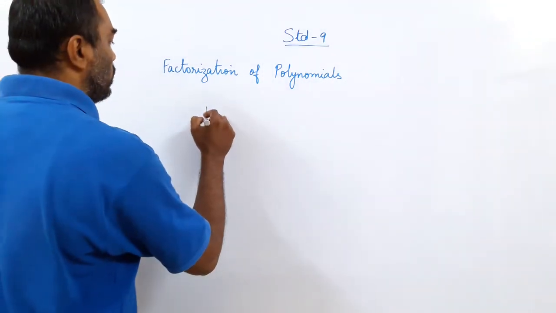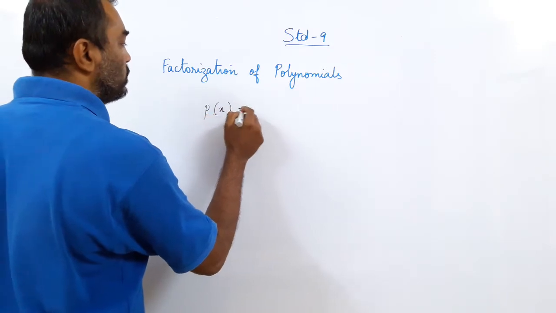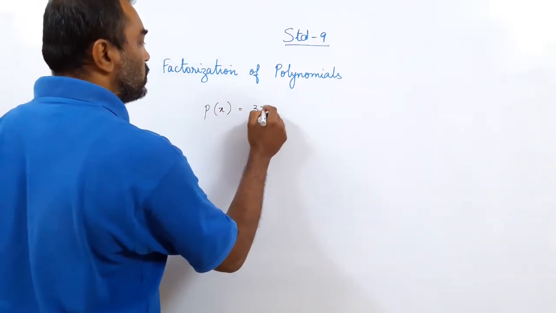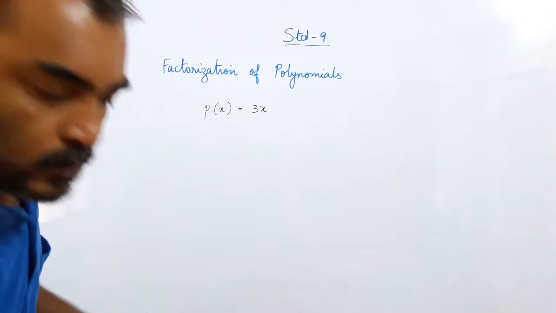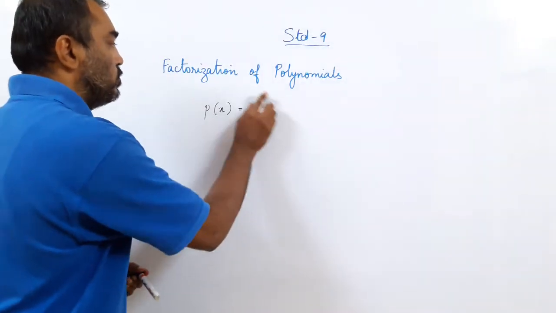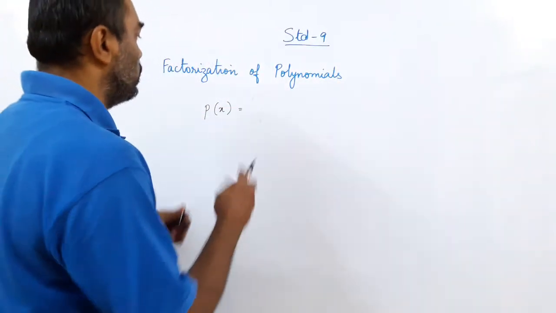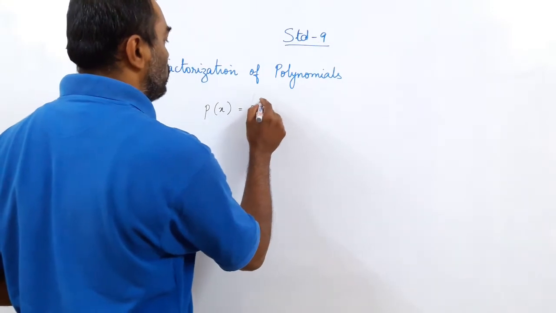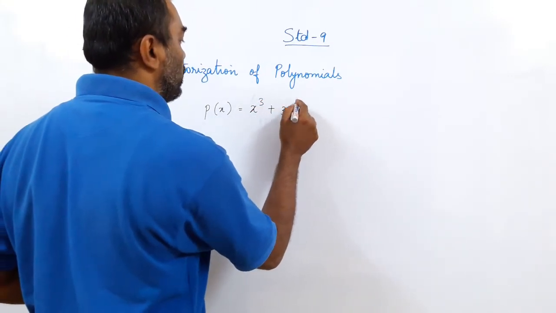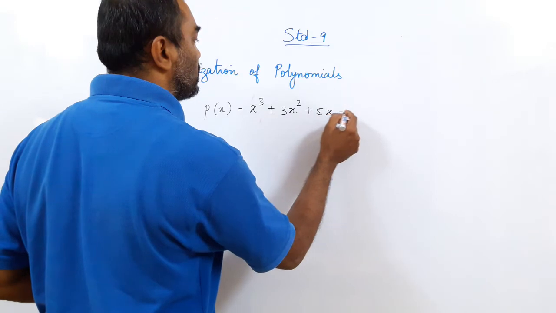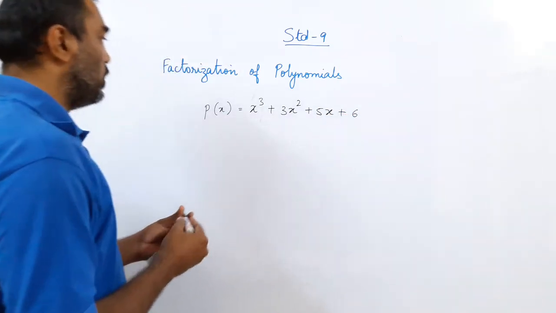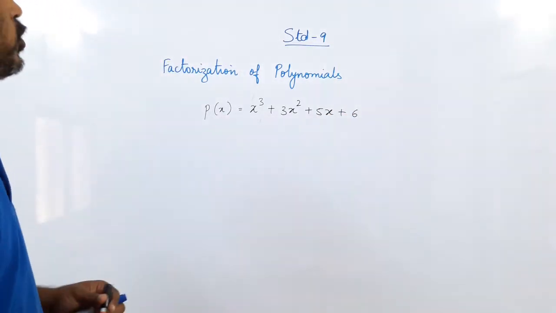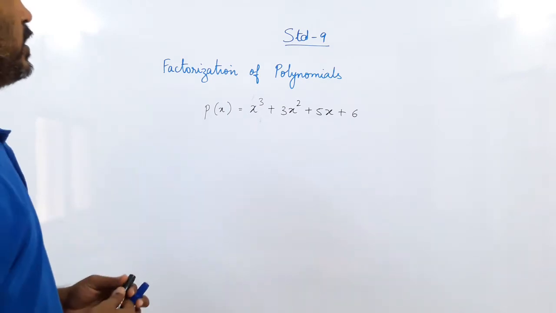We have, say, any polynomial, say x cube plus 3x square plus 5x plus 6. Now, what is the meaning of to factorize the polynomial? Is to find the factors.